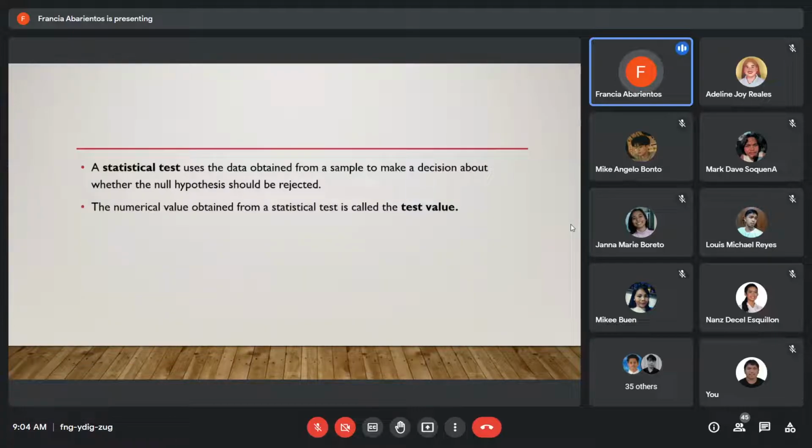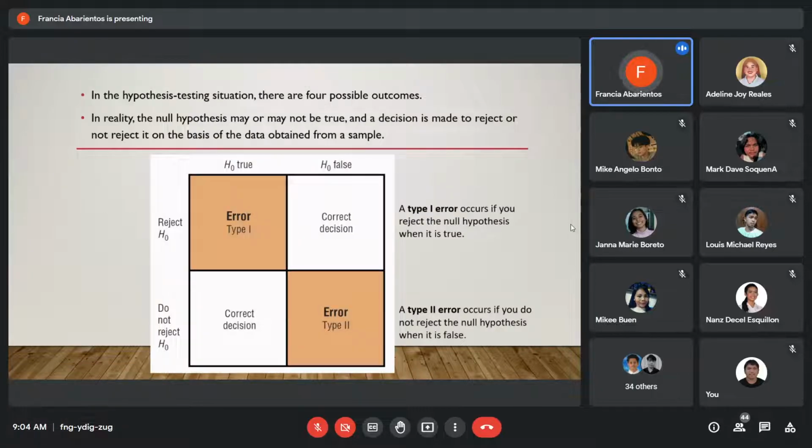So, a statistical test uses the data obtained from a sample to make a decision about whether the null hypothesis should be rejected. So, the numerical value obtained from a statistical test is the test value. Okay, this is now the test value. So, how do we evaluate the situation where your null hypothesis is true? We have different errors. We have type 1 error and type 2 error. In a hypothesis testing situation, class, there are 4 possible outcomes. Why? Because in reality, the null hypothesis may or may not be true, and the decision is made to reject or not to reject it on the basis of the data obtained from the sample.